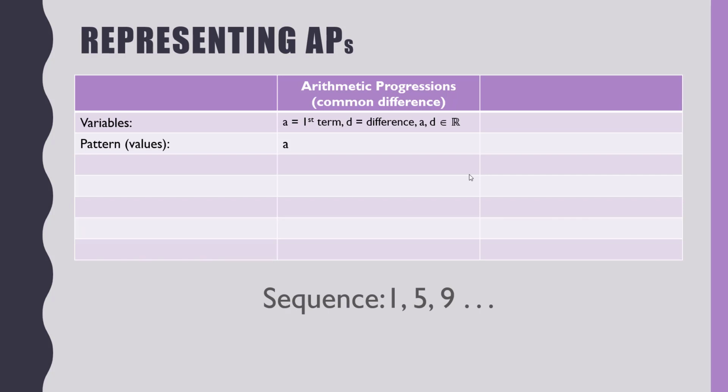What would be the second term? It would be a plus d, right? Because d is the difference between everything, and that's a given number, in this case 4. So wouldn't the second term be the first term plus the difference, 4? Very good. What would the third term be? A plus 2d, right? It's the difference two times: the difference between the first and second term plus the difference between the second and third term. So that's 2 differences. Very good, a plus 2d.